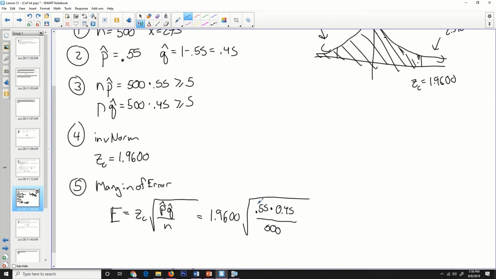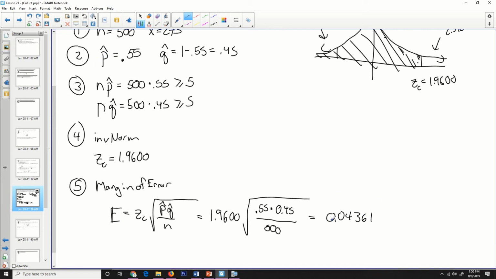And so if we do that calculation, we get 0.04361. If you need me to do that calculation, I can do it in class. This looks pretty small, and that's okay, because remember, we're doing a population proportion, and p can only be between 0 and 1.